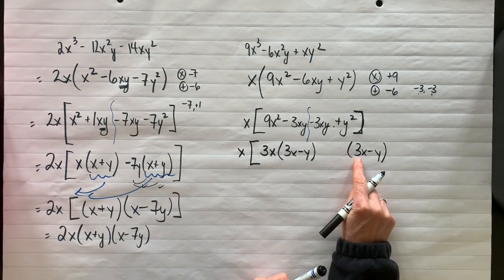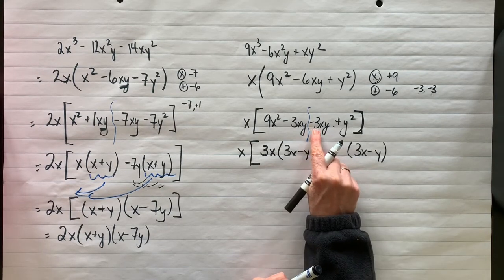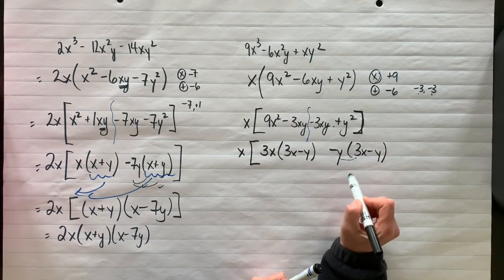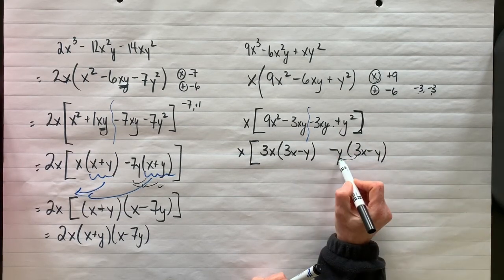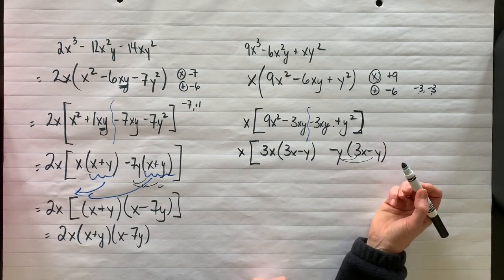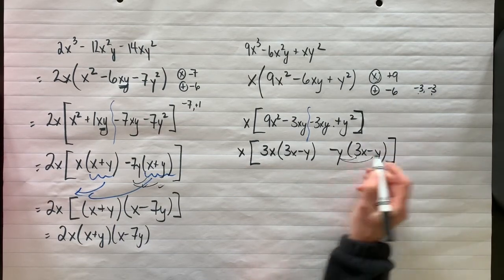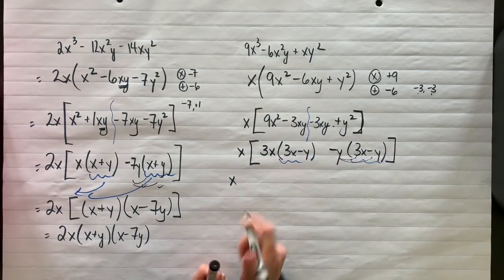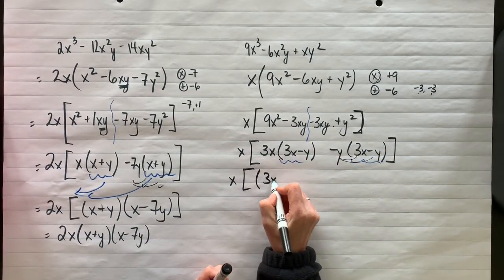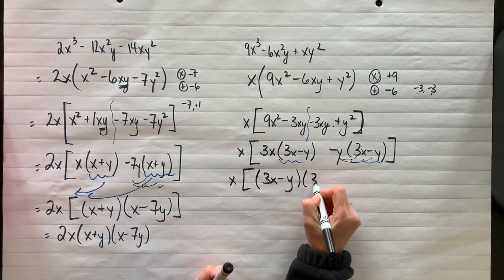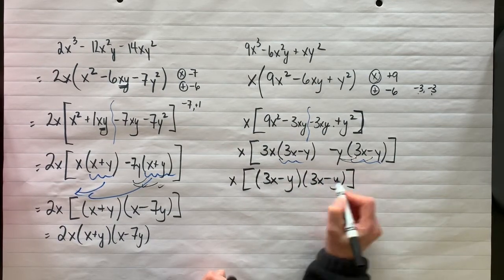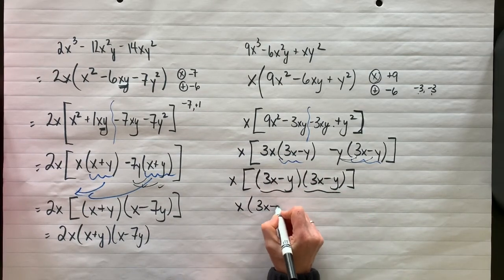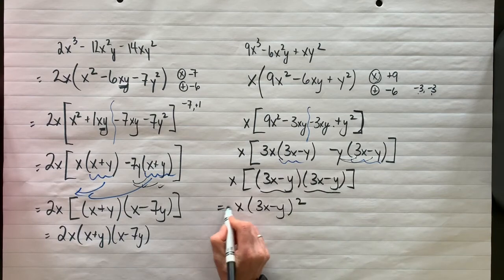What would I have to multiply 3x by to get negative 3xy? I would have to multiply it by negative y. Just do a quick check in my head. Does that equal that? Yes. And is the product of negative y times negative y positive y squared? It is, so that works. So now I have my two brackets, which are exactly the same. And I can pull them out in front, 3x minus y, 3x minus y. And what I recognize is these are exactly the same. So that's 3x minus y squared.